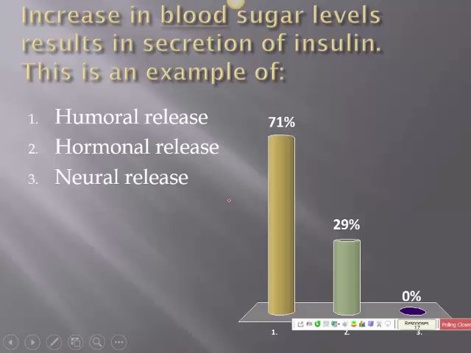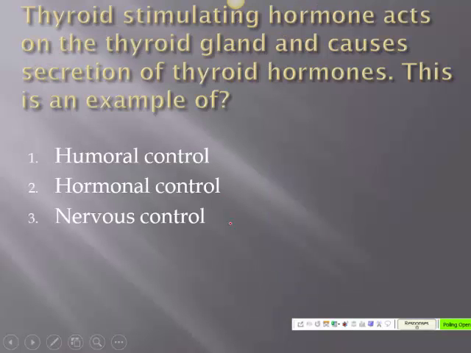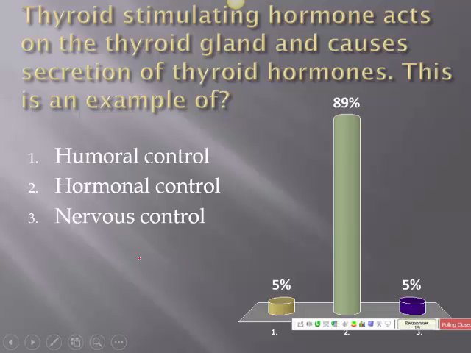Take a look at this question. Thyroid stimulating hormone acts on the thyroid gland and causes secretion of thyroid hormones. What would this be an example of? Hormonal release, yes. So you can see one hormone causing the release of another one. So hormone and hormone, so it becomes hormonal control.